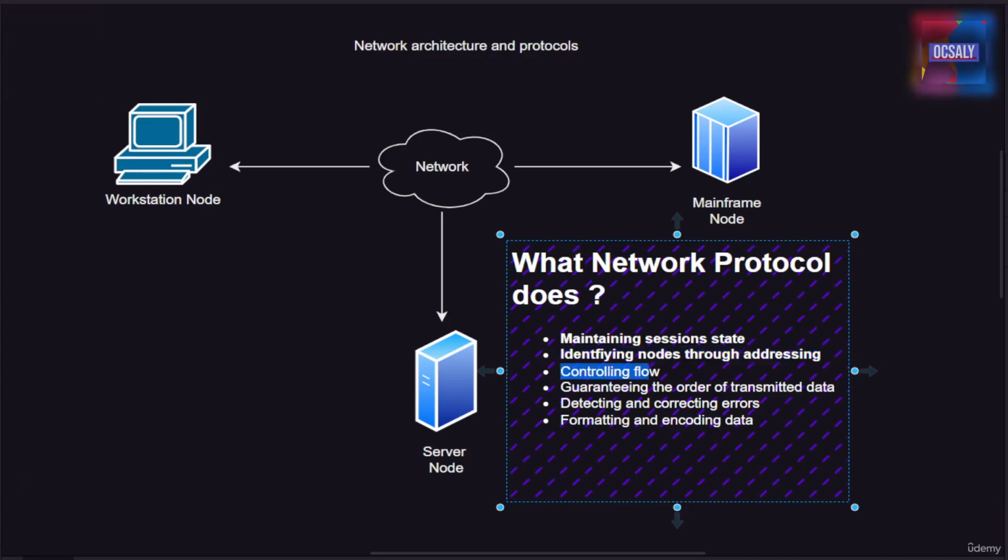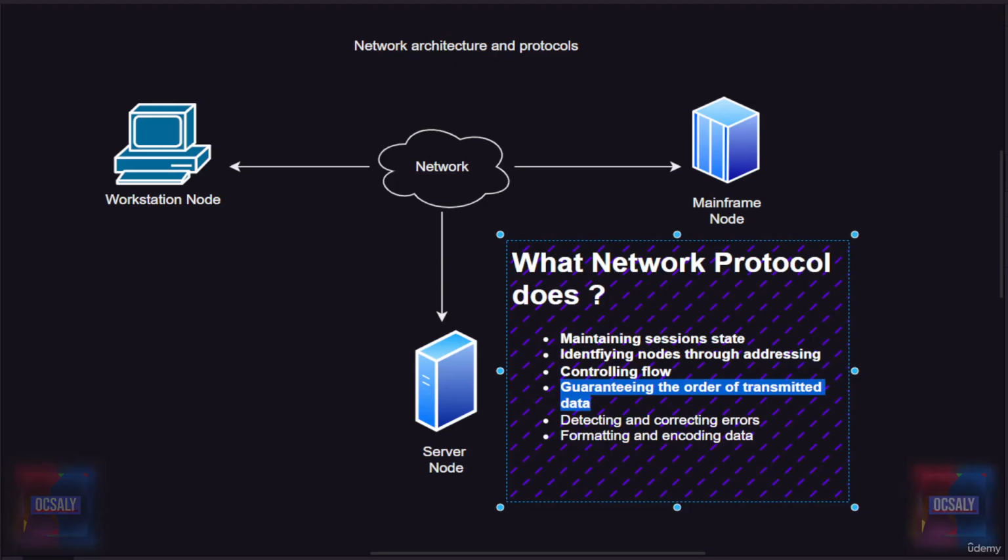We are also going to control the flow. The amount of data transferred across a network is limited, of course, so protocols can implement ways of managing data flow to increase throughput and reduce latency. We are also going to guarantee the order of transmitted data. Many networks do not guarantee that the order in which the data is sent will match the order in which it is received, and a protocol can reorder the data to ensure it's delivered in the correct order.